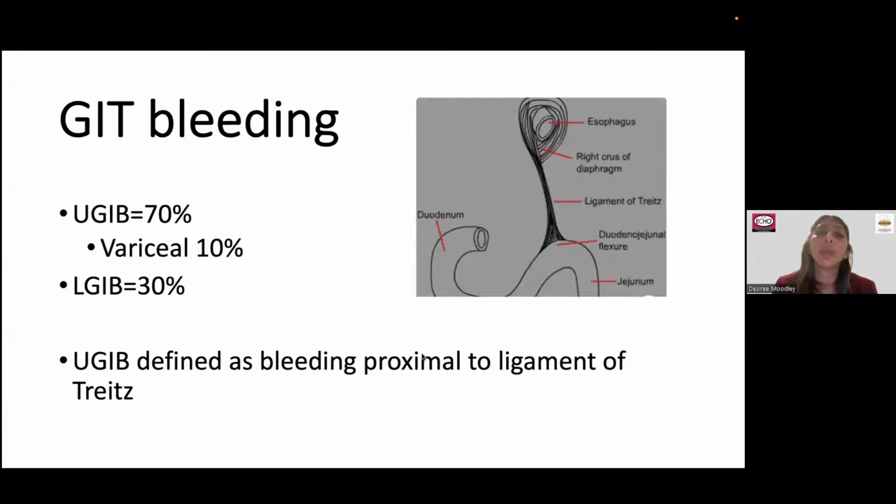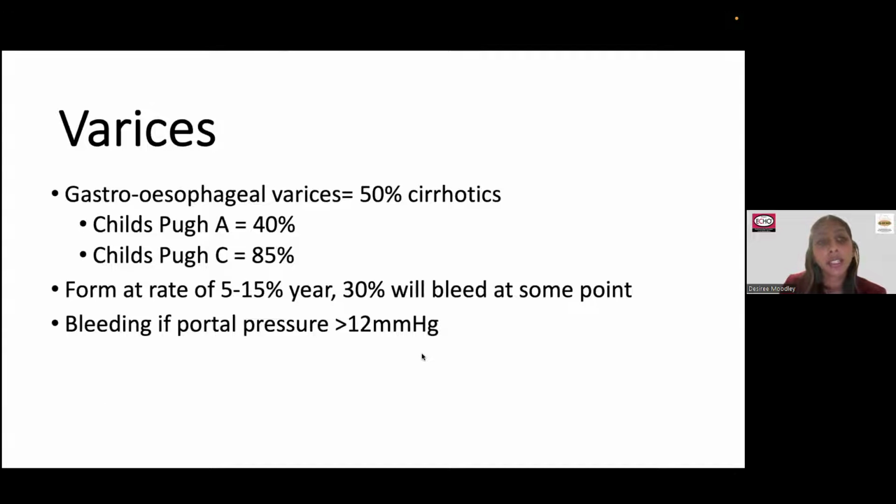Now, once you've got a patient coming with GIT bleeding, as we know, upper GI bleeds account for the majority at 70%, of which only 10% are variceal, and lower GI is 30%, with the anatomical differentiation between the two being the ligament of Treitz. So once a patient has varices, it's actually seen in about half of all cirrhotics, and it stands to reason that the more severe your liver disease, the higher your risk of varices. So in a Child-Pugh A, only in 40%, but up to 85% in Child-Pugh C. They form at a rate of 5 to 15% per year, and up to a third of them will bleed at some point.